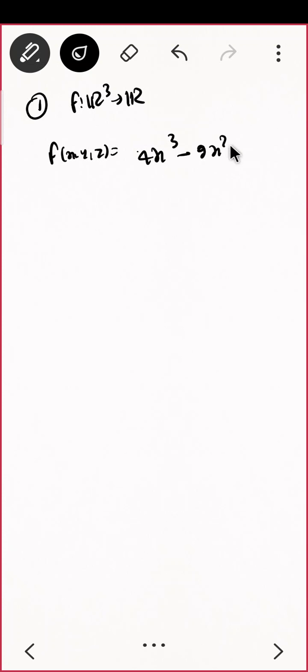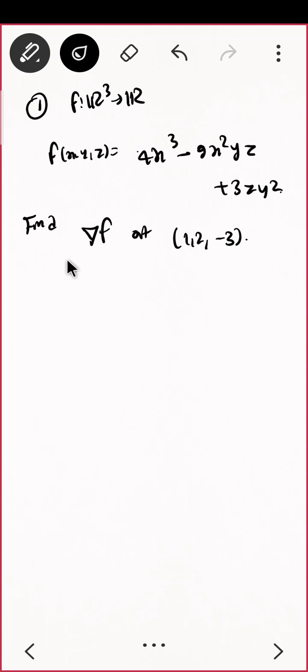If you are given f from R3 to R, and f of xyz is equal to say 4x cube minus 9x square yz plus 3zy square. Find del f at 1, 2, minus 3. Correct? So how do you do? See, this is a polynomial function. You can easily find fx. Correct? What is fx? You have to partially differentiate with respect to x.